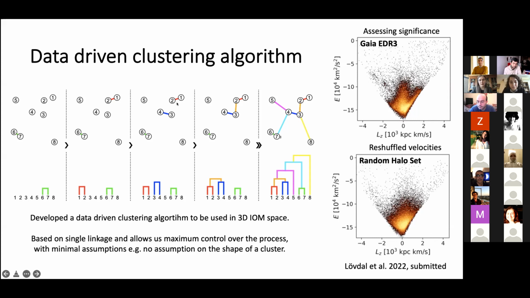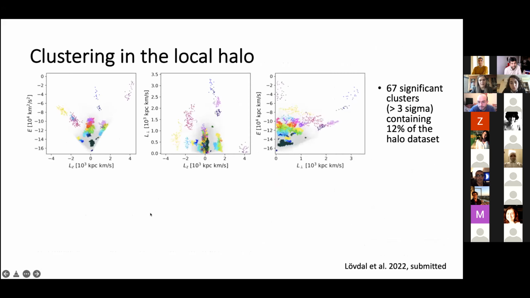Maybe at this point, it is most significant for the stars to be in 2 clusters, where 1 and 2 are joined and 4 and 3 are joined. But when you join the 2 together, it becomes less significant. And so we would take them at this point rather than this point. And anyway, in the end, we end up with 67 clusters that have significance greater than 3 sigma.